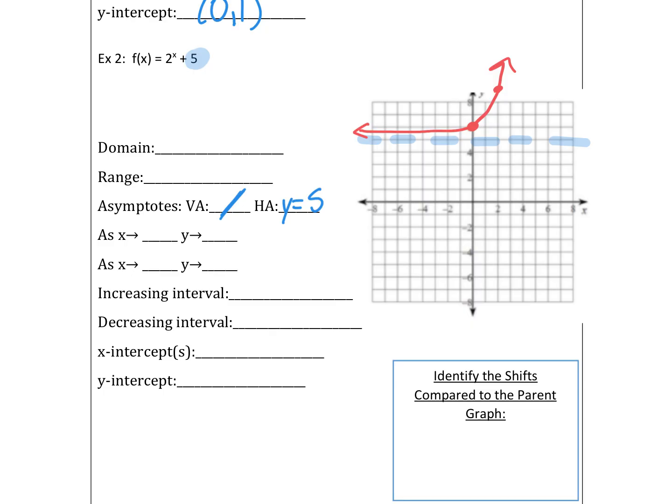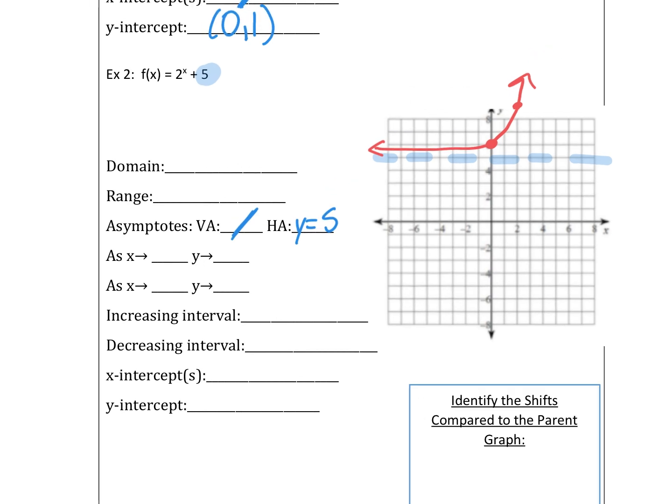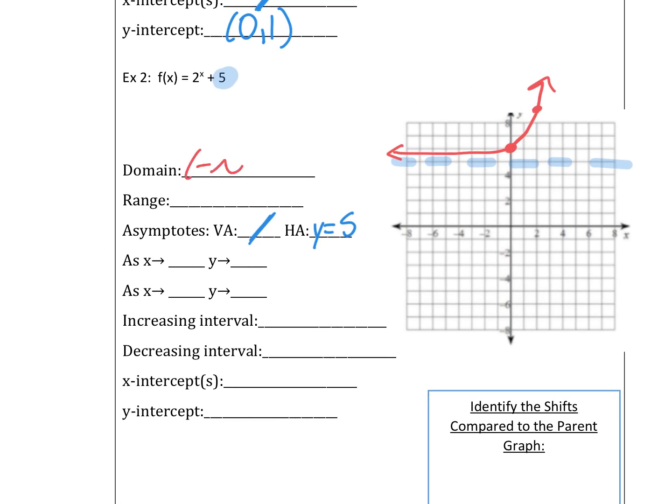Beautiful. Does yours look like mine? Yes? Does anyone have a question? Okay. Domain is what? Left to right. Yep. Left forever, right forever. What about the range?